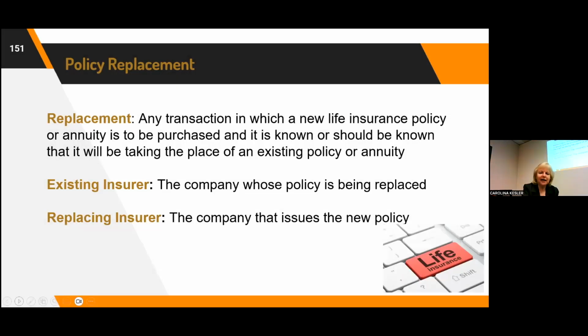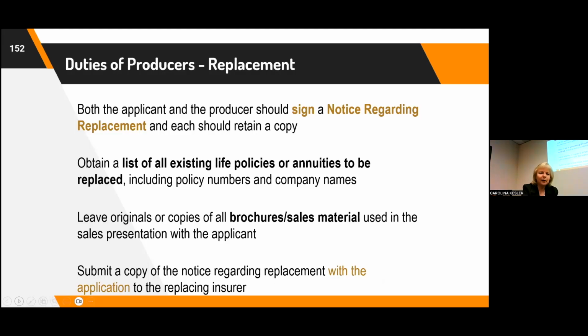Replacement, any transaction in which a new life policy or annuity is purchased and is known or should be known that it will be taking the place of an existing policy or annuity. The existing insurer is the company whose policy is being replaced, and the replacing insurer is the company that issues the new policy. Both the applicant and the producer should sign a notice regarding replacement. Each should retain a copy.